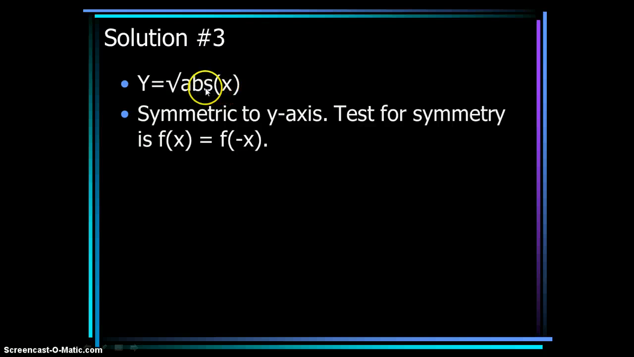The absolute value of 4 is 4. The square root of 4 is 2. What if I put negative 4 in for x? The absolute value of negative 4 is 4, and the square root of 4 is 2. I get an equation. So therefore, this is the test, f of x equals f of negative x, for symmetry to the y-axis.